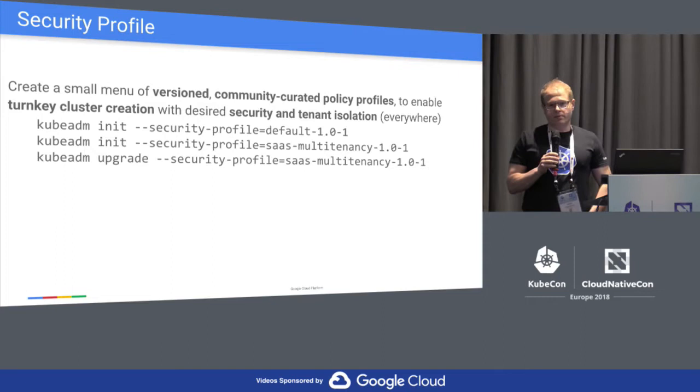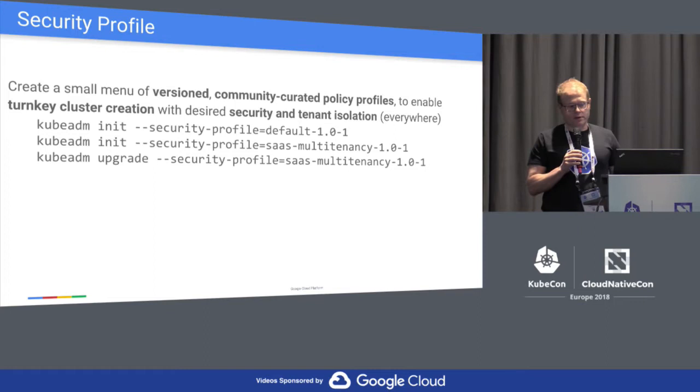The idea would be that you would run a command like kubeadm init and then pass in the name of one of these security profiles. There might be a secure by default security profile, or one that's intended for SaaS, where you have strong isolation between namespaces because you're running instances of a single tenant application, multiple replicas of that, one for each of the users of the system, and so on. And this would also work across upgrades, both of the cluster and of the security profiles themselves.